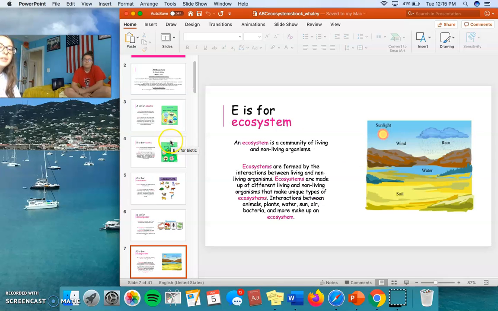E is for ecosystem. An ecosystem is a community of living and non-living organisms. Ecosystems are formed by the interactions between living and non-living organisms. Ecosystems are made up of different living and non-living organisms that make unique types of ecosystems. Interactions between animals, plants, water, sun, air, bacteria, and many more things make up an ecosystem.